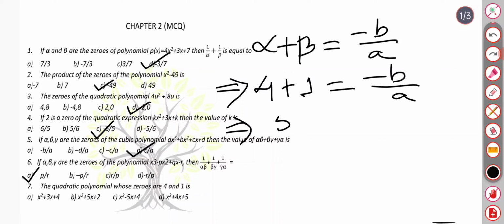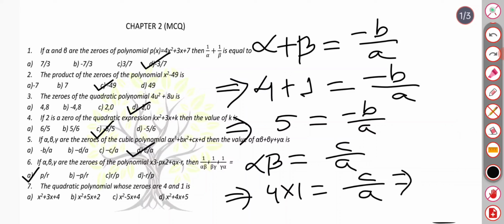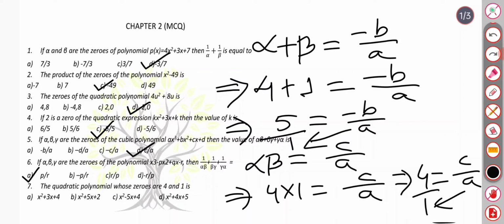तो 4 plus 1 कितना होगा? 5 equal to minus b by a. Finally if you take alpha into beta, इसका फॉर्मूला क्या था? c by a. तो अल्फा हम लोग लेंगे 4, बीटा 1, देन c by a. तो इसका आंसर क्या आएगा? 4 1 जो 4, 4 इक्वल टू c by a. तो इसके नीचे 1 कर दीजिए, इसके नीचे भी 1 कर दीजिए. तो इफ यू कंपेयर द वैल्यू, a कितना हो रहा है? a 1, सिमिलरली a 1, b minus 5, c 4.